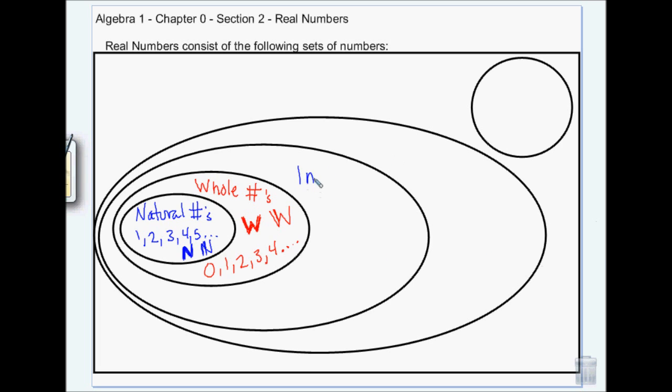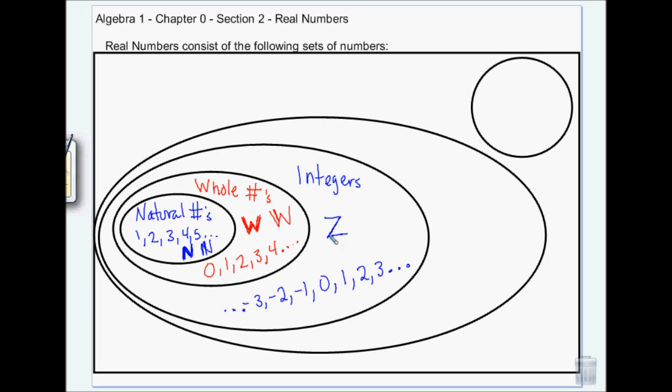Next you have integers. Integers are all of the negatives, 0, and all of the positives. So whereas natural numbers and whole numbers go on forever but only in one direction, integers go on forever in two directions. So everything that's positive and everything that's negative, but it's still no fractions, no decimals.